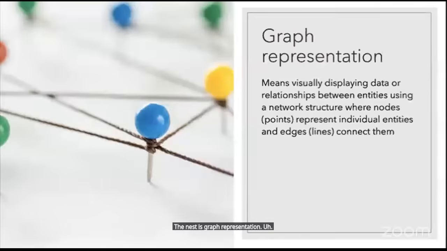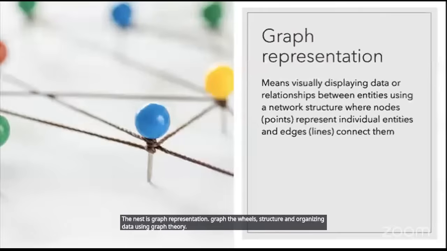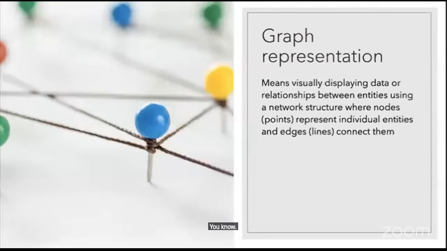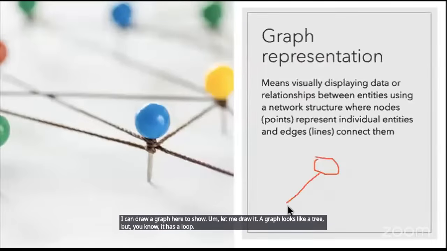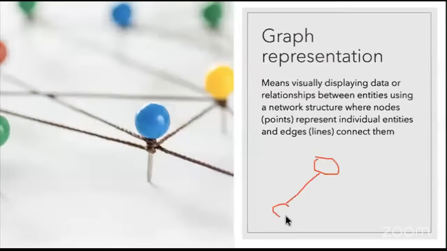A graph is a way of structuring and organizing data using graph theory, where data entities are represented as nodes, and the relationships between those entities are represented as edges. I can draw a graph here to show. Let me draw it. A graph looks like a tree, but it has a loop. This is a graph.